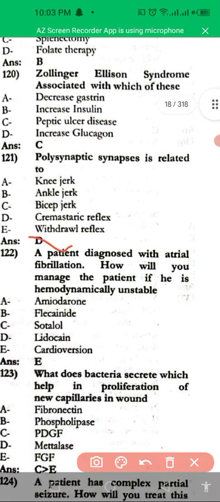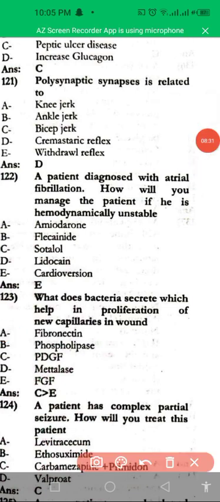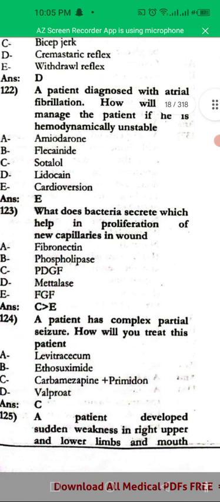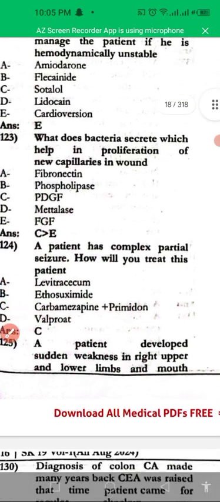A patient is diagnosed with atrial fibrillation. How will we manage the patient? We will manage with cardioversion. Okay, next one: what does bacteria secrete that helps proliferation of new capillaries? That is platelet-derived growth factor. A patient has complex partial seizure. How will you treat it? Complex partial seizure is treated with carbamazepine, with primidone.